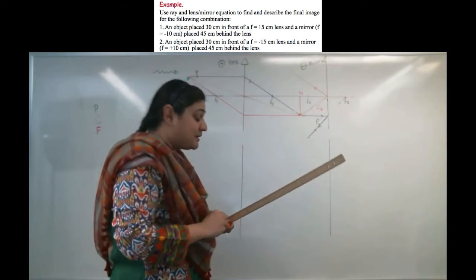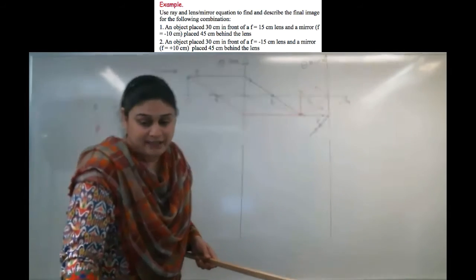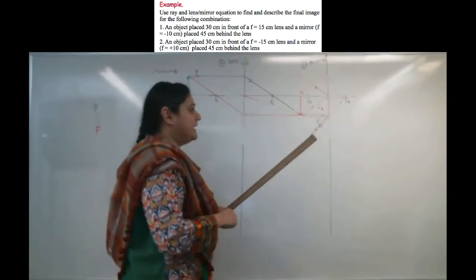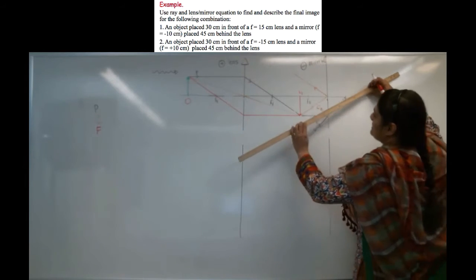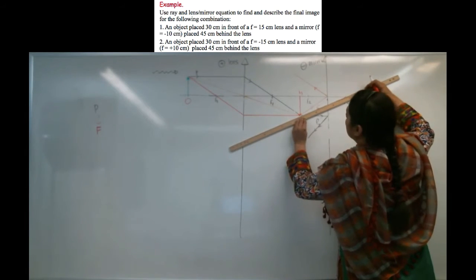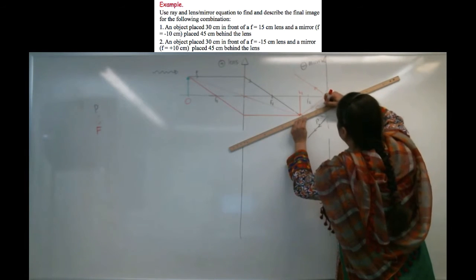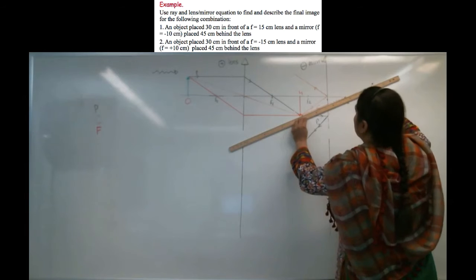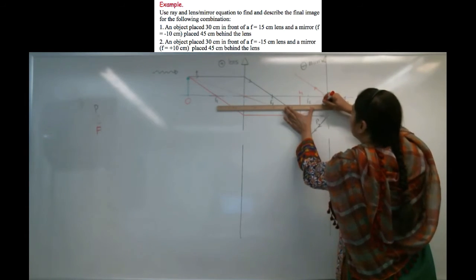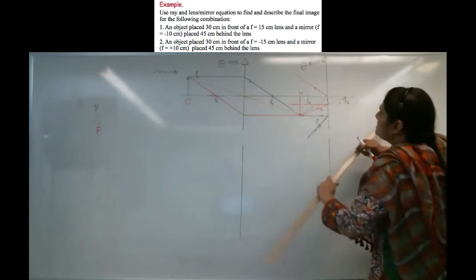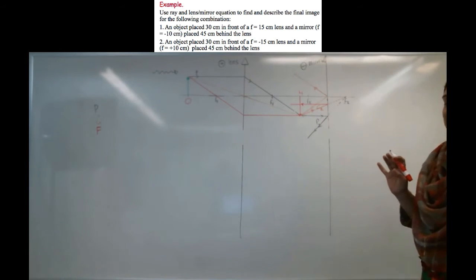Now since this is a mirror, mirrors only have one side, so it can only use the same focal point, right? So my focal ray is going to go through the same focal length as this was. So it's going to go from here to here, like that. And then it's going to become parallel back. So it's going to go here to here.